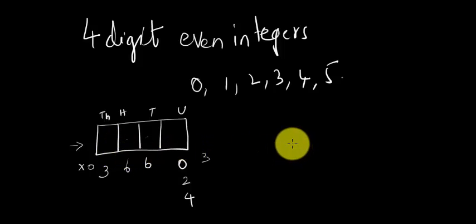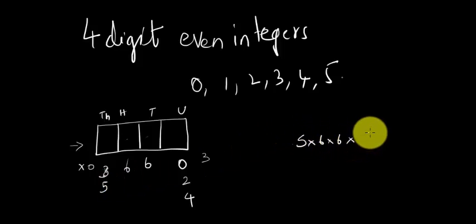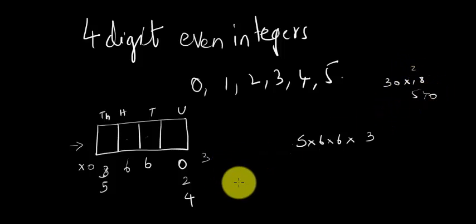It's going to be, let's see. For the thousands place I can have 5, not a 3, because I'm not using a 0, but I can use all the other ones. So it's 5 into 6 into 6 into 3, and that's going to give me 30 into 18, and that's going to be how much? 540.